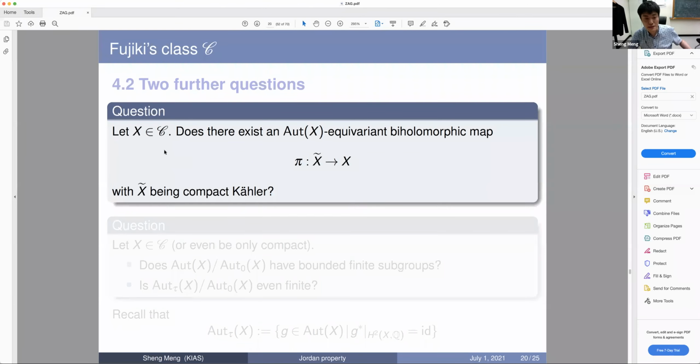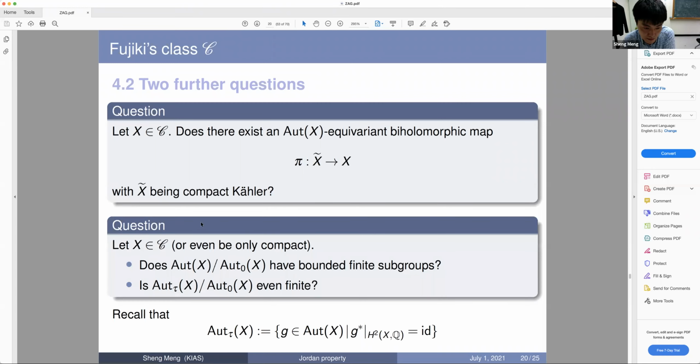Let X be a complex manifold in Fujiki's class. Can we find an equivariant bimeromorphic map from X tilde to X such that X tilde is compact Kähler? Later, I'll mention a little bit the difficulty here. In general, I don't know if this is true or not, but at least this is very complicated.